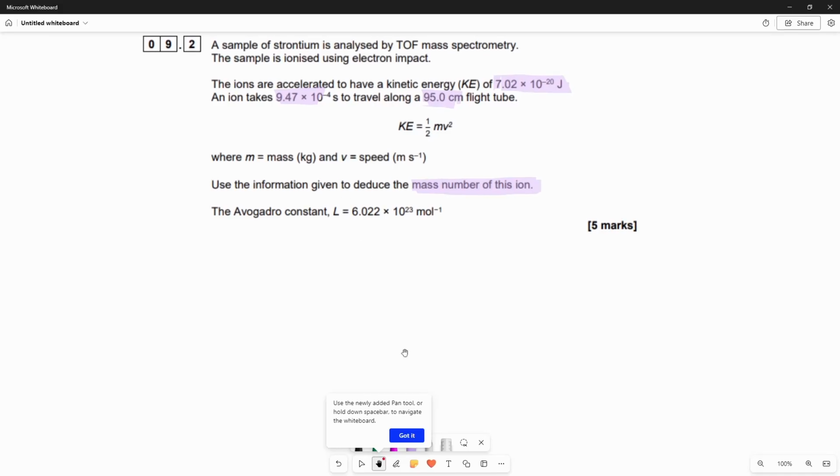I'm going to be walking you through this time of flight mass spectrometry question. Pause the video now and have a go at the question yourself.